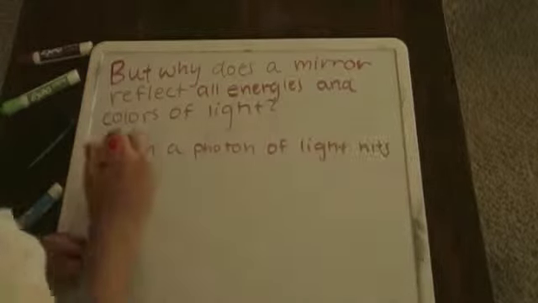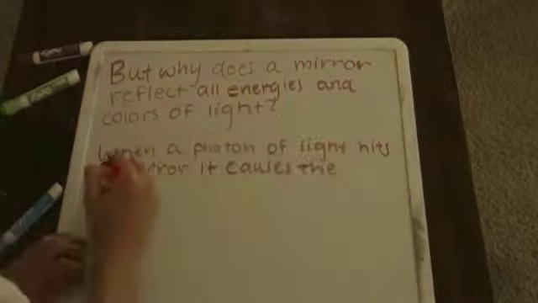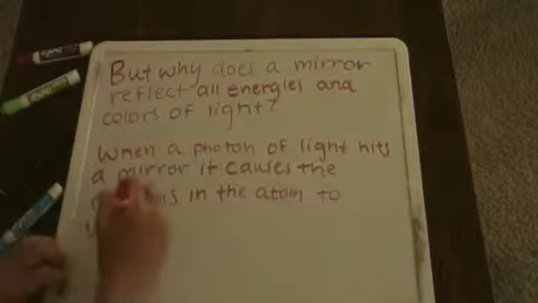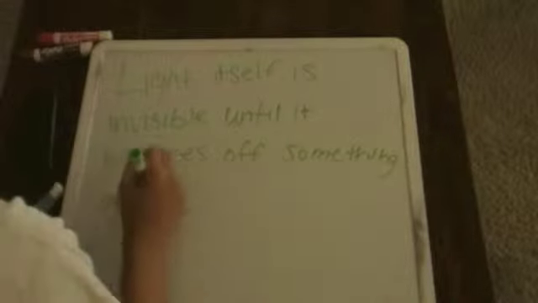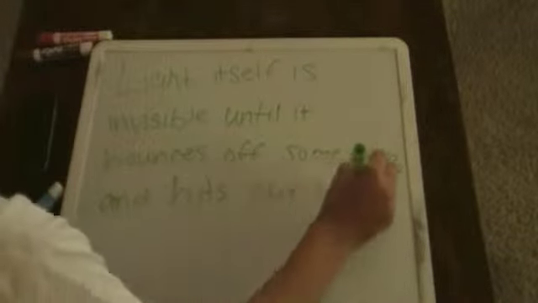When a photon of light hits a mirror, it causes the electrons in the atom to vibrate and give off an identical photon of light. By the way, light itself is invisible until it bounces off something and hits our eyes.